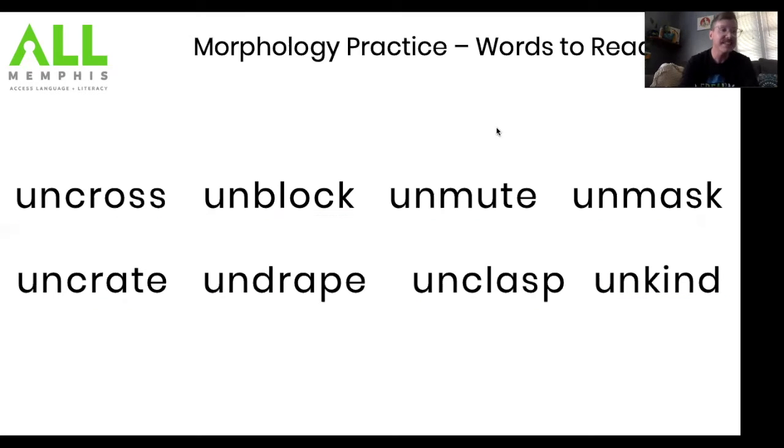Great. The next thing we're going to do is bracket the prefixes on all of these words. Who can remind me, what prefix did we just learn about? That's right, UN. What does it mean? That's right, not or opposite. So let's go ahead and find it in all of these words.